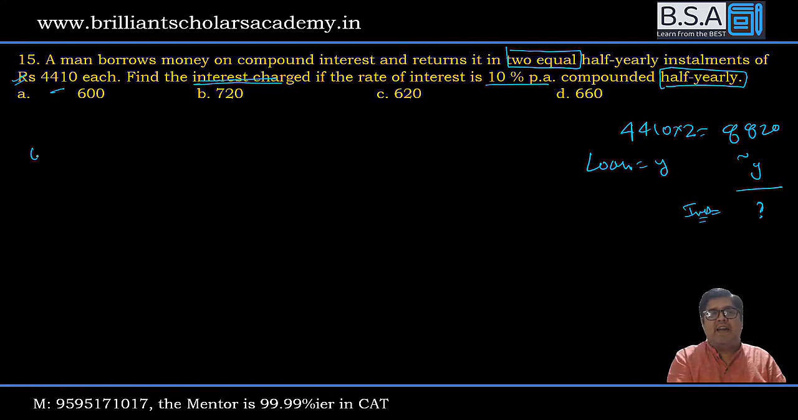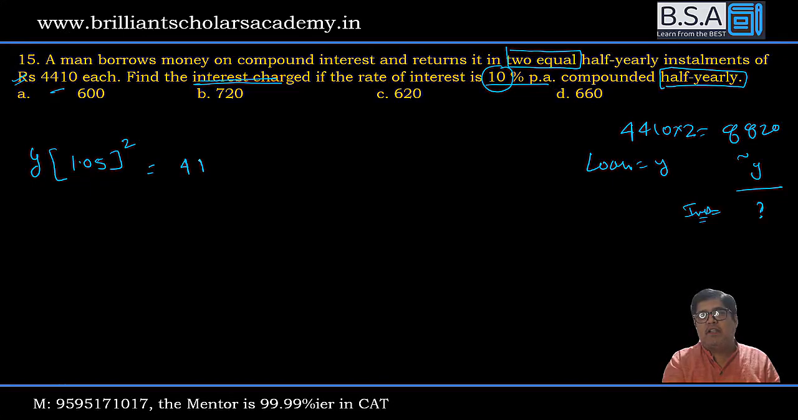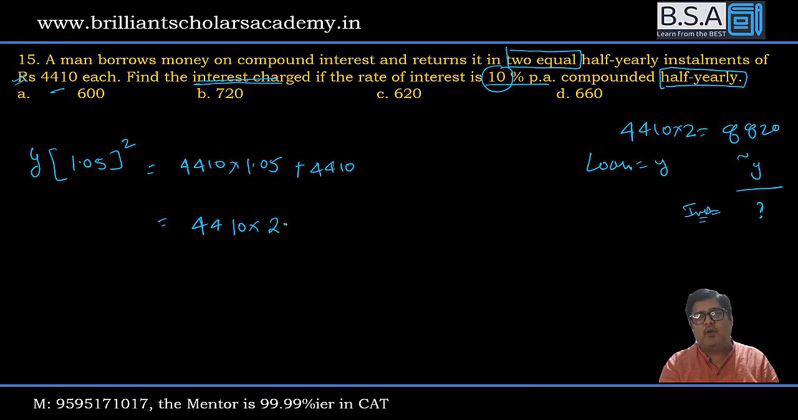So I'm saying Y rupees is the loan. 10% is annual. So half yearly it is 5%. 1.05. Half yearly twice. So square. The payment is 4410 into 1.05 plus 4410. You have to rearrange and confirm. So here I have 4410 into 2.05. Left side what I have is 1.05 square.